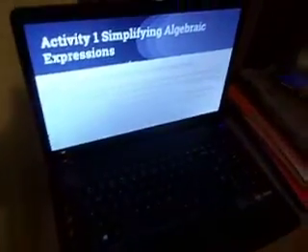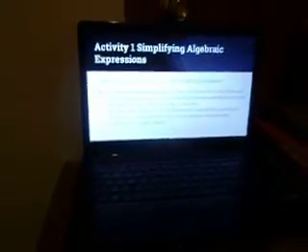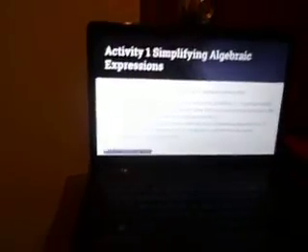And there it is. I'll hit the present button right here. And here we go. So in activity one in my little notebook here, we have simplifying algebraic expressions. The essential question is, how can you simplify an algebraic expression? Evaluate each algebraic expression when x equals 0 and x equals 1. So you need to use the results.